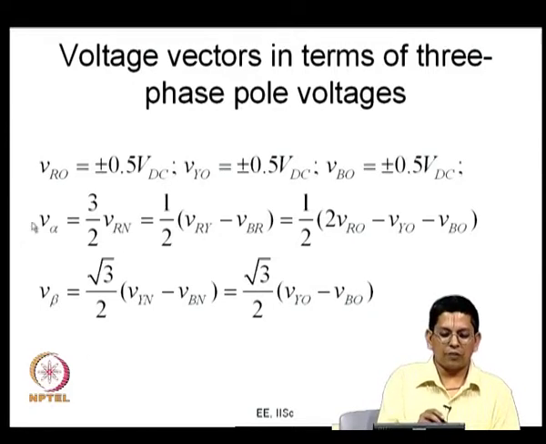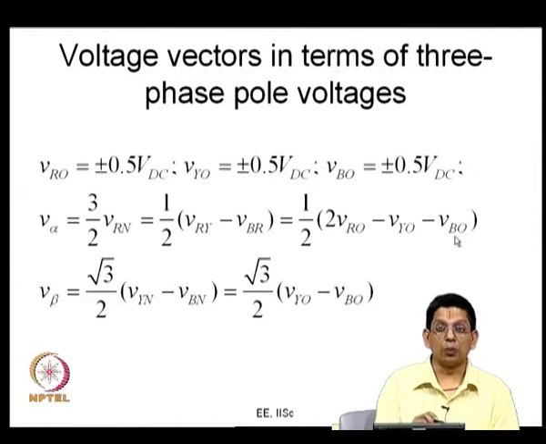So, this is now V alpha. The original space vector transformation is in terms of VRN. Now, we are trying to express that in terms of VRO, VYO, VBO. Now, you see that your V alpha does not depend on VRO alone, it depends on VYO and VBO also.